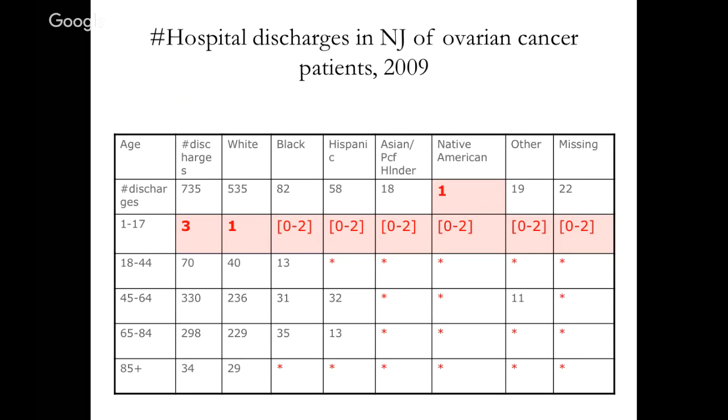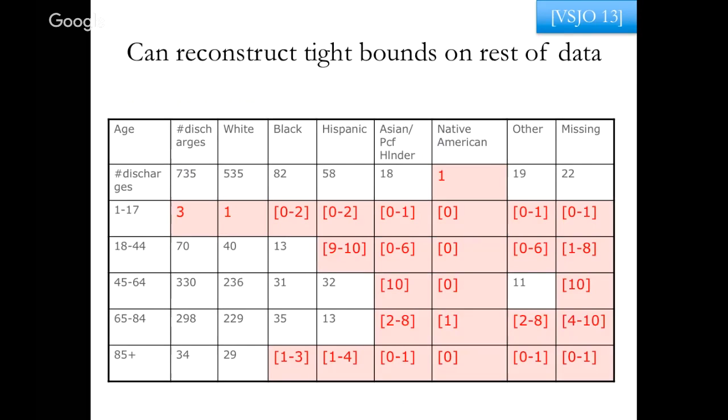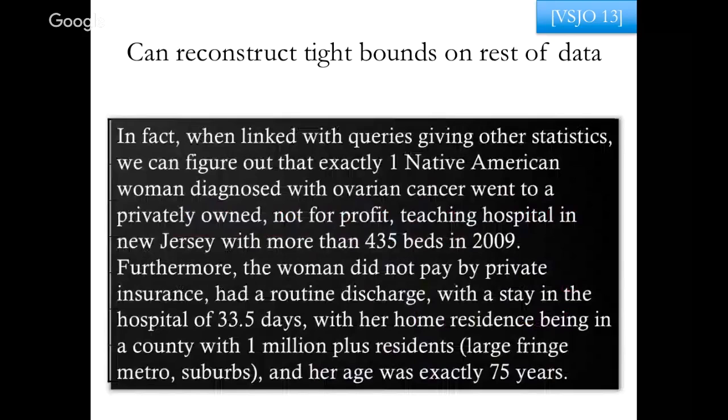So you can get tight bounds on all of those cells based on the fact that the row total is 3, and this is 1. So these all have to be within 0 and 2. You can iteratively improve this using a linear programming solver, and basically you can get tight bounds everywhere. In addition, you can connect this with other data sets, and you can make very strong deductions about individuals in the data set. In the paper that talked about this attack, they showed that when linked with queries from other statistics, they could figure out a lot of information about a specific individual. And once you have so much information, you can actually identify them.